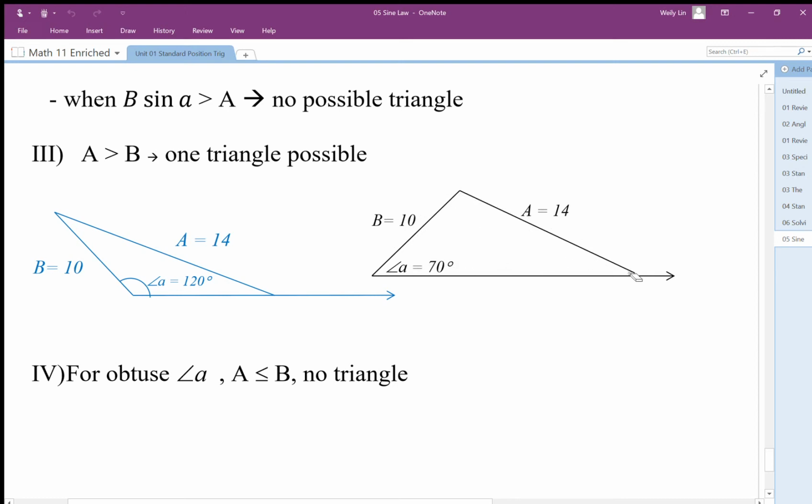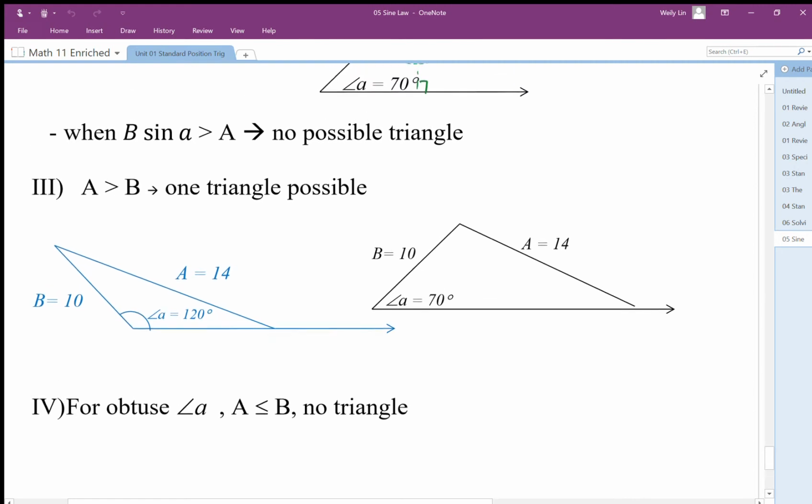Same here. If side a is longer than side b, it's impossible to make a second triangle. You cannot swing this line around to make another triangle with that angle of 70 degrees. It's impossible. Only one triangle is possible. So that is a second special case.